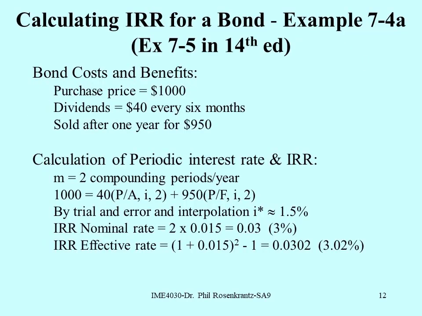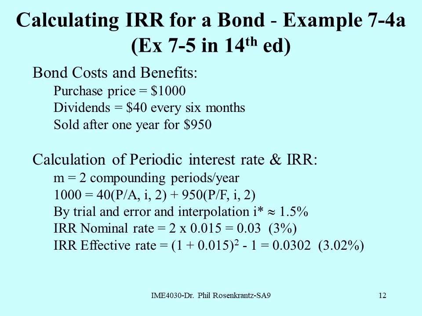Now we're calculating the internal rate of return for a bond. In our situation here, the bond we paid $1,000 for. The dividends on the bond are $40 every 6 months. That's a fixed amount we're going to get, guaranteed. And suppose for this example that in 1 year we sold the bond for $950, which is a little bit of a loss, but let's say we sold it for that much. What's the internal rate of return on this investment?